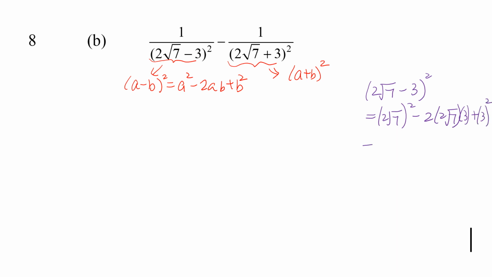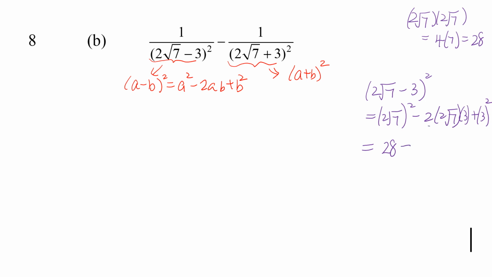So that will give me 2 square root 7 times 2 square root 7. If you cannot manage it, you can just write it out, or you can use your calculator. You will get the rational number, because when you square a square root, you will get a rational number.